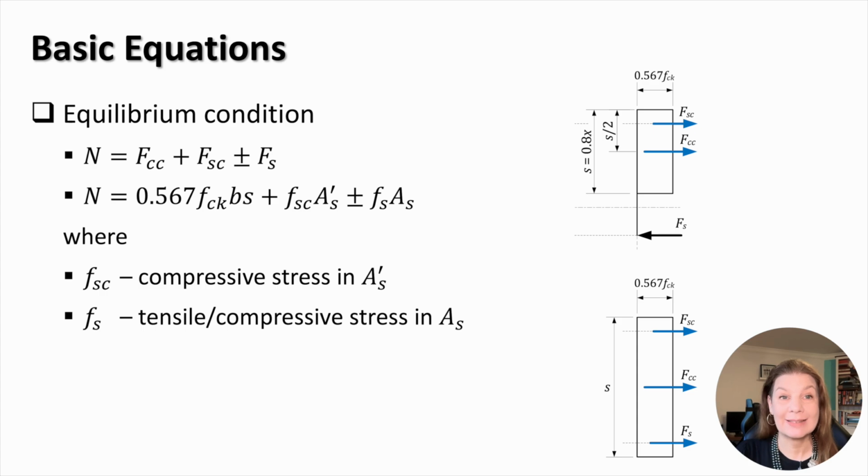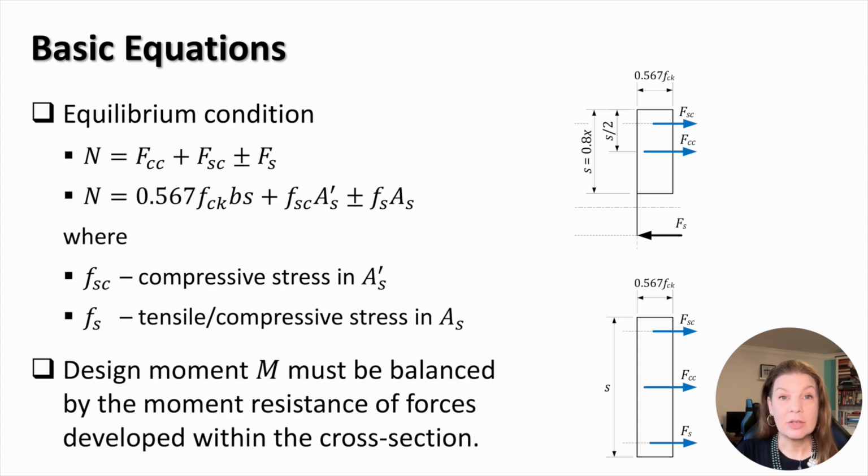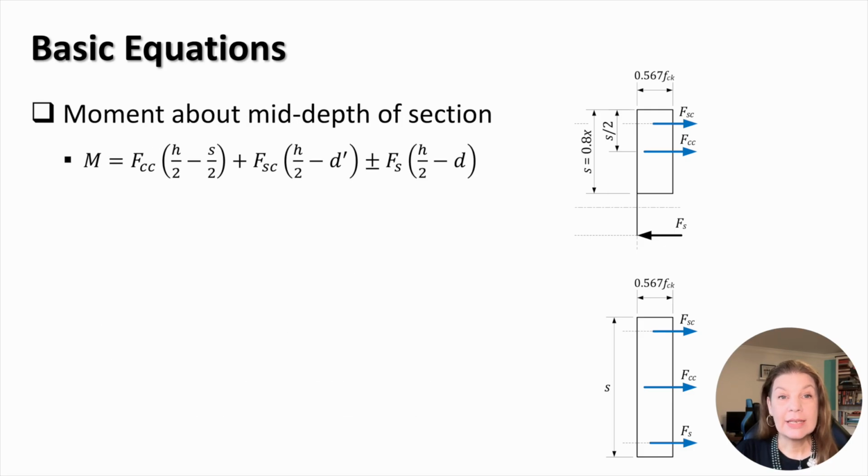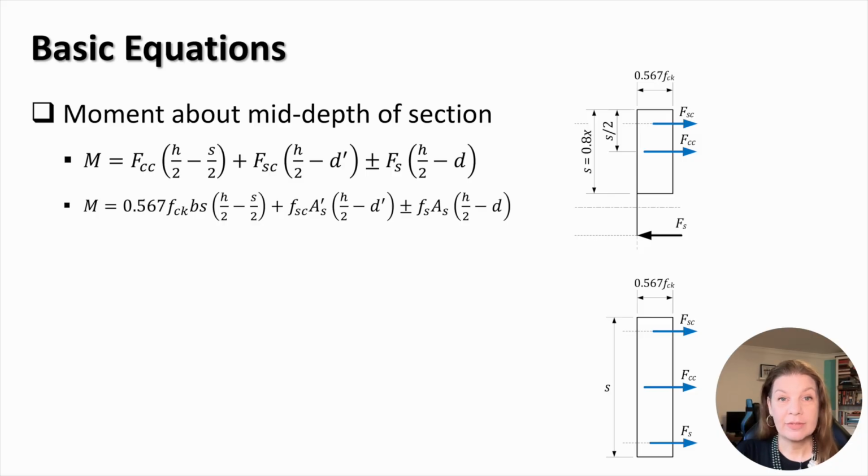The moment resistance of the reinforced concrete section can be found from the sum of moments generated by the three forces. Taking the sum of moments around the mid-depth of the section yields the following expression for the moment resistance of the reinforced concrete section. Note that the moment produced by the force Fs can be added or detracted depending on the design state considered. Substituting the maximum values of FCC, FSC, and Fs results in the following expression.